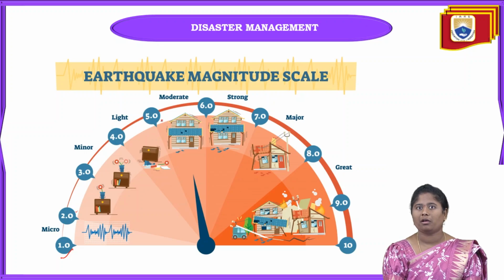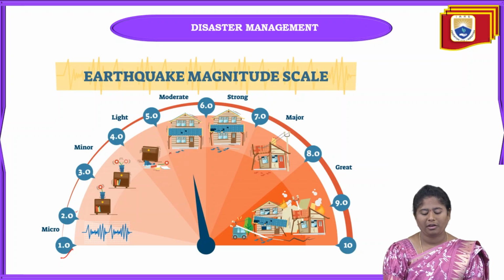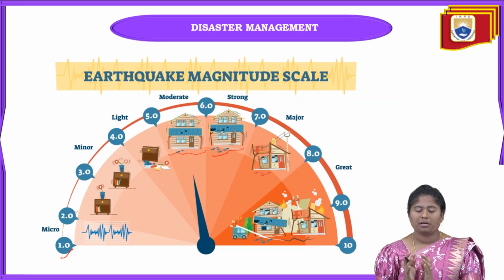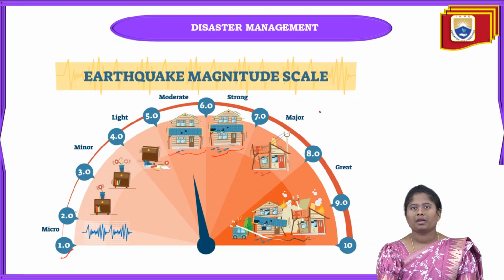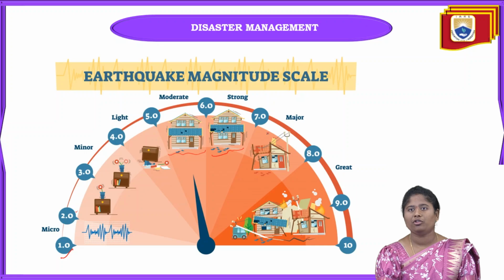Next is the moderate earthquake, with a magnitude of 5. At that time our whole house will get shaken. Here you can see in the picture, there will be shaking of the houses in a moderate earthquake. Next is strong, with a magnitude range of 6. At 6 magnitude there will be so much shaking of the house, and some columns and beams also shake. And next is 7, a very major earthquake. A 7 magnitude is a very strong earthquake, and your whole house can fall down. Here you can see the picture.